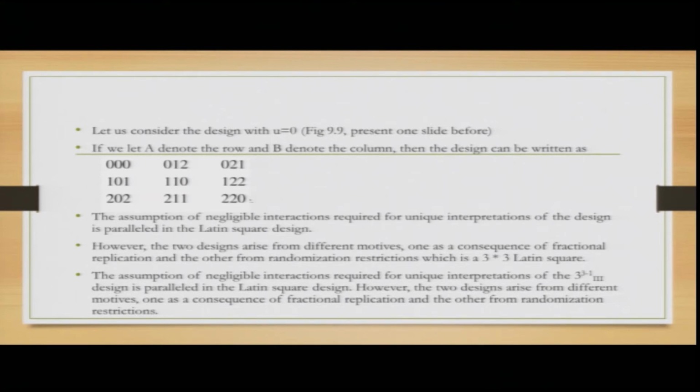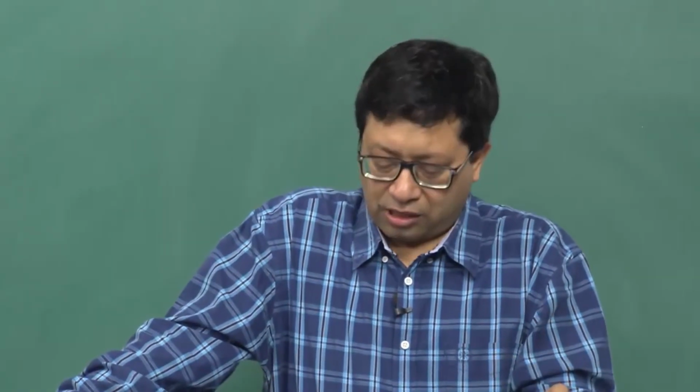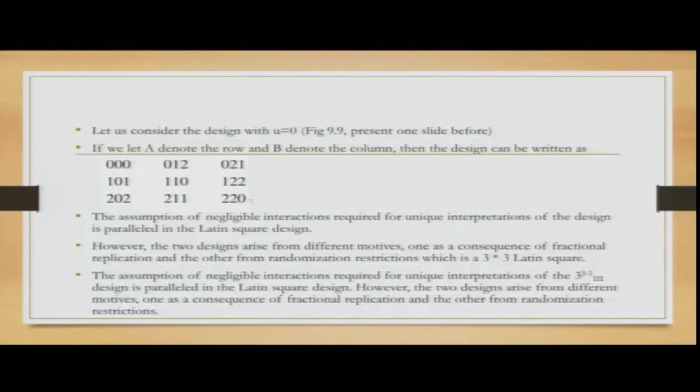One is a consequence of the fractional replication and the other from the randomization restriction with the 3 square 3 Latin structure. The assumption of a negligible interaction is required for a unique interpretation of the 3 to the power 3 minus 1 design, which is parallel to the Latin square. If you remember, in the Latin square you had the 3 cross 3 square and it was replicated accordingly. However, the two designs arise from different motives. One is a consequence of the fractional replication, another from the randomization restriction which has been put to the problem.